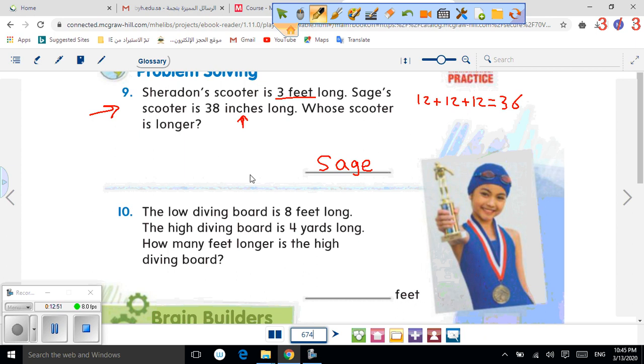Now, question 10. First, read the question. The low diving board is 8 feet long. The high diving board is 4 yards long. How many feet longer is the high diving board?